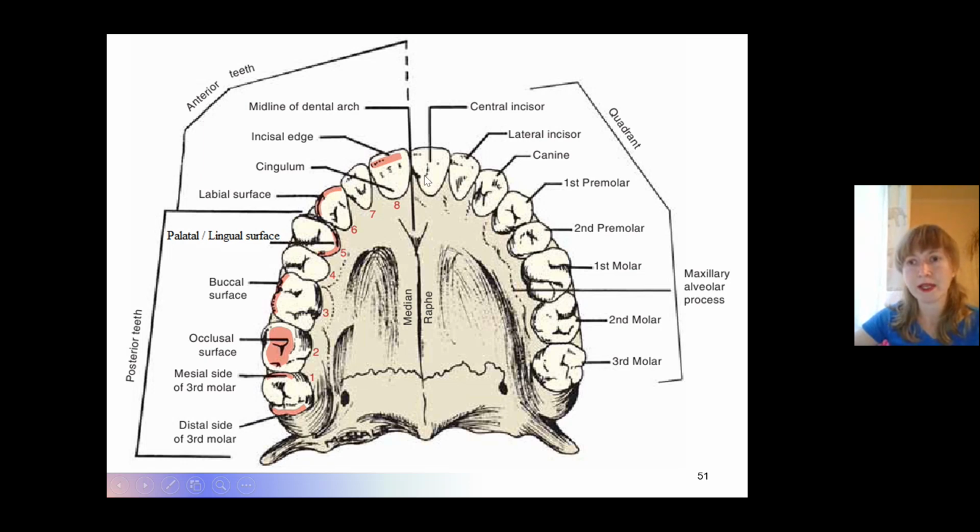Surface that is turned to the palate or to the tongue, we call palatal for both anterior and posterior, for maxilla, and for mandible, the same surface will be called lingual. We have cutting edge for anterior group of teeth, that surface that cuts the food, and for posterior group of teeth, we call this surface occlusal surface, a masticatory surface.